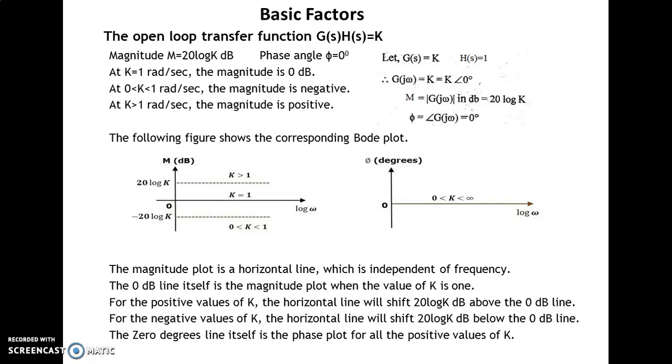Coming to the phase values, whatever the value of K between 0 and infinity, there is no change in the phase value; it is 0 degrees only, because it is tan inverse of 0 by K. Whatever the value, the angle is 0 only. So that is the first factor.